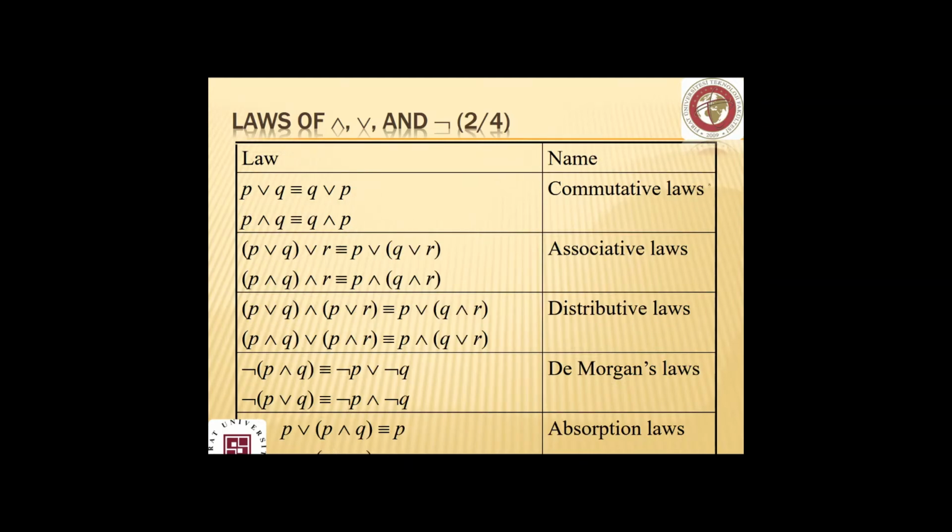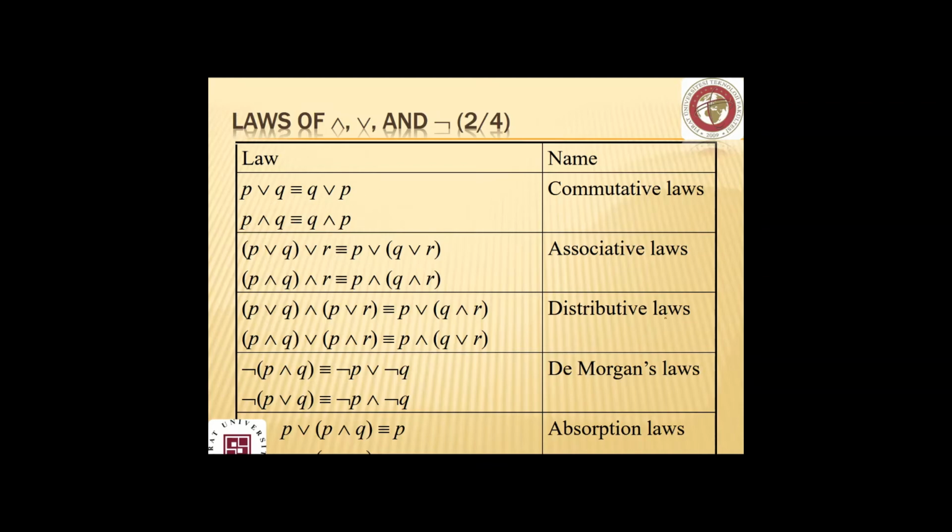Let's go to the commutative law again here. If you have P or Q, you can shuffle them. There is no problem: Q or P. The same goes for AND. So it's P and Q or Q and P. There is no difference. This is the commutative law.